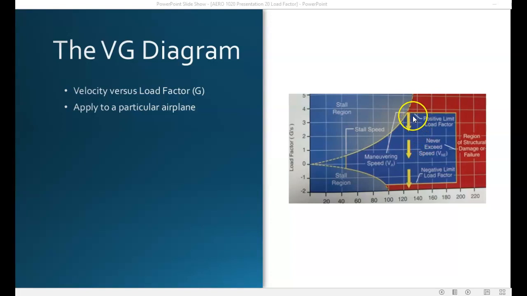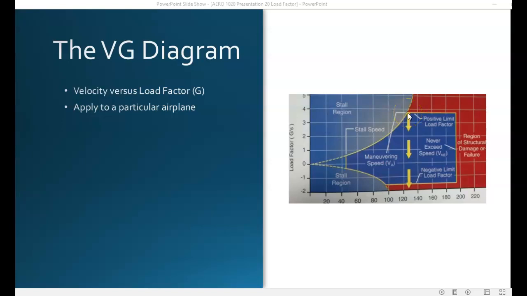Two other important points on the VG diagram are right here and right here. This is the positive limit load factor of about 3.8 Gs, and this is the negative limit load factor of about 1.52 negative Gs. If the aircraft is flown above these load factors at any of these airspeeds, structural damage could occur. The intersection of the positive limit load factor and the line of maximum positive lift capability is the maneuvering speed of the aircraft. Any airspeed greater than this could provide positive lift capability that would be sufficient to cause structural damage.